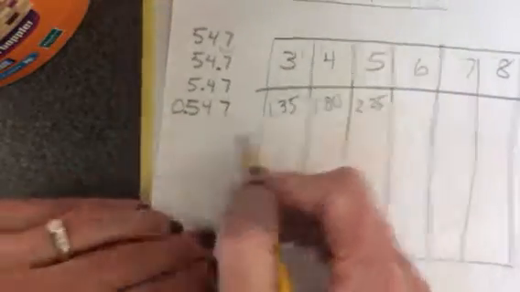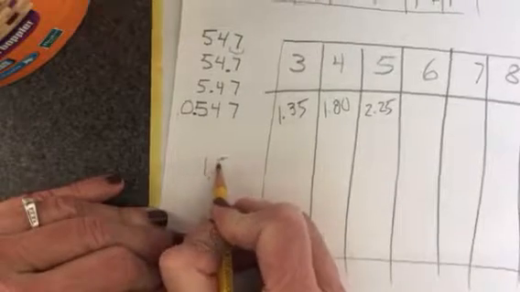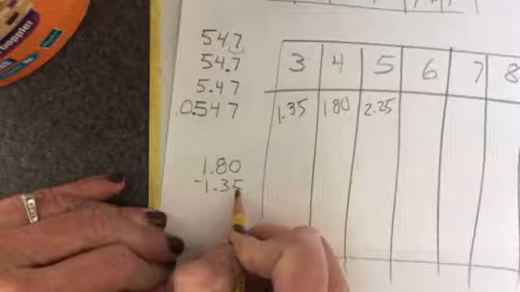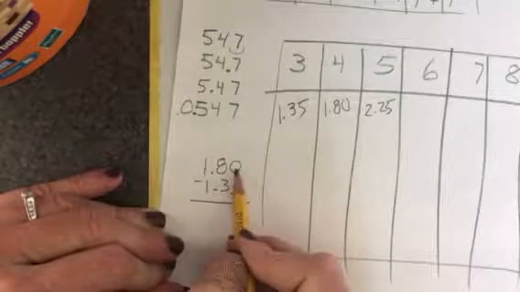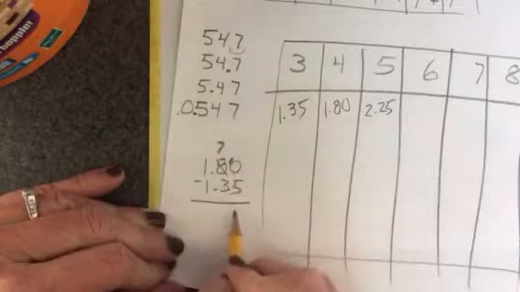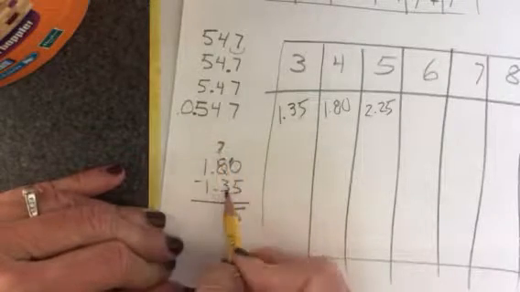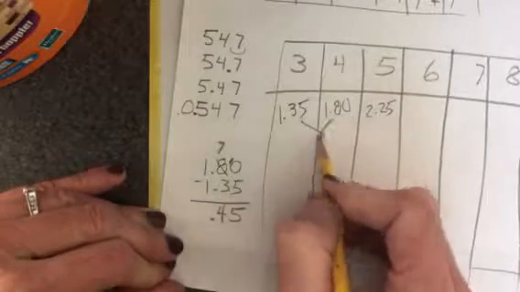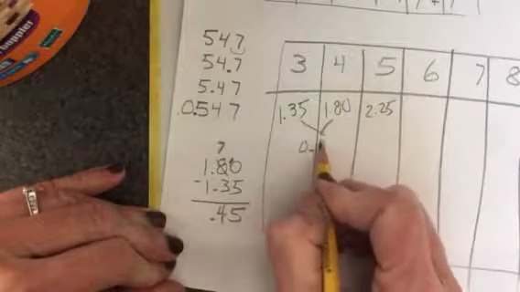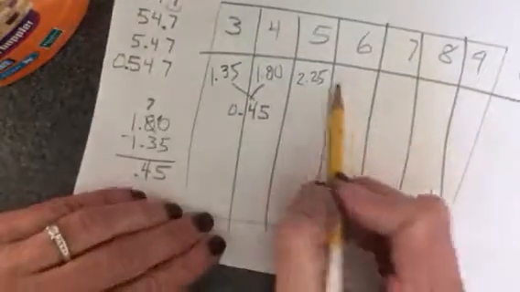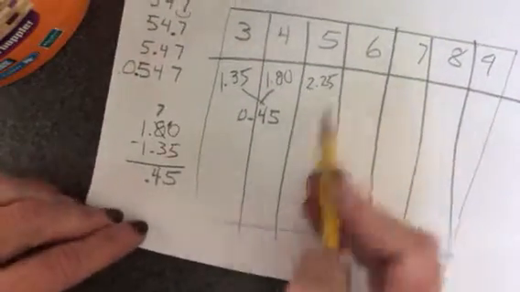$1.35 and $1.80. Right here I'm going to take $1.80 and subtract $1.35 so I can figure out what the pattern is. I can't do 0 minus 5, so I'll need to borrow. 10 minus 5 is 5. 4 minus 3 is 4. So from here to here is 45 cents. Okay, now let's see what the pattern is here.